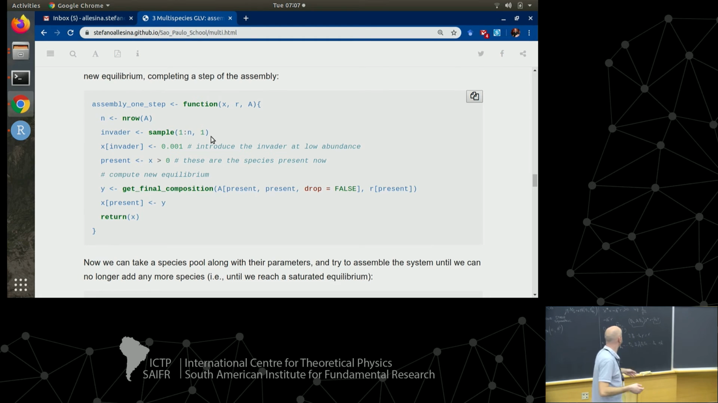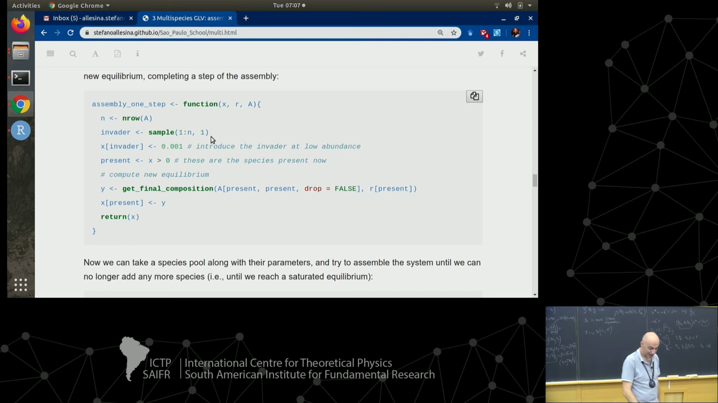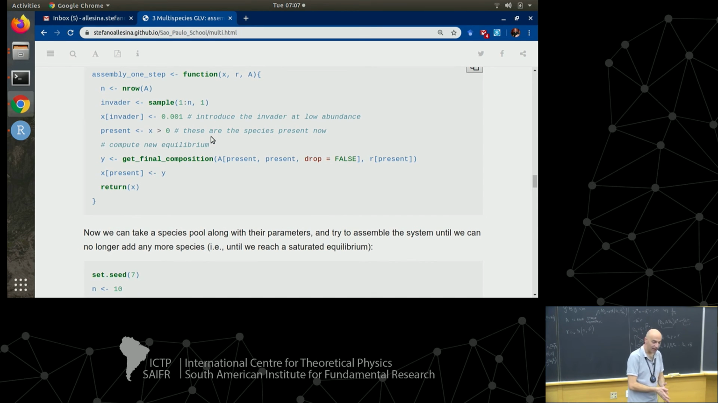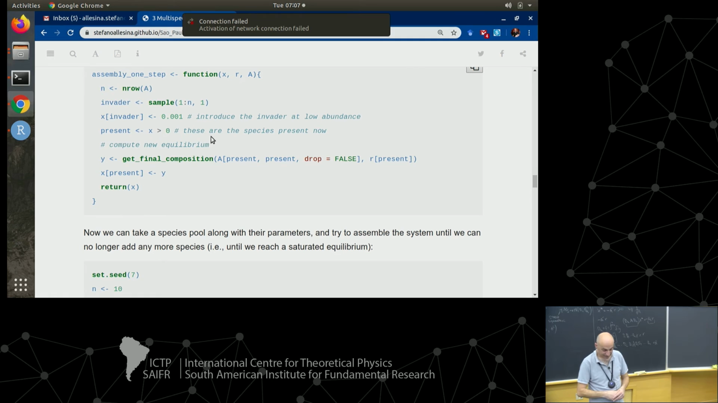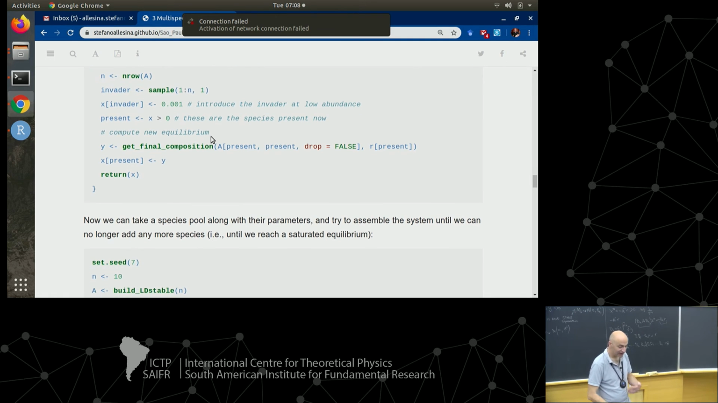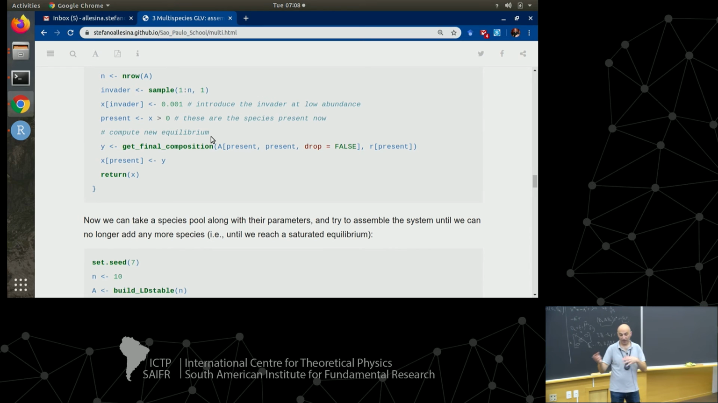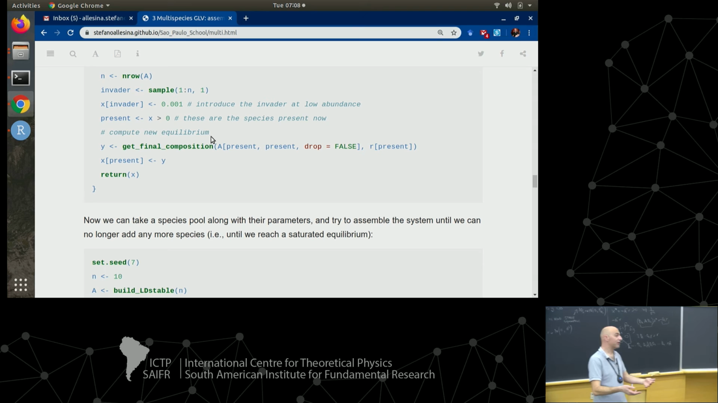So that's what the sample 1 to n1 is: take one random species out of the n that are in the pool, and then say this invades initially with very low abundance, and then check which species are present at this time, right? So these would be all the species that were there plus the invader. And then we can use this Lemke-Howson algorithm to find what is the final composition only for the species that are present. And then we just return the new community.